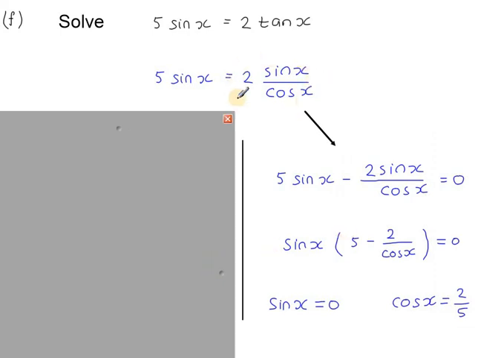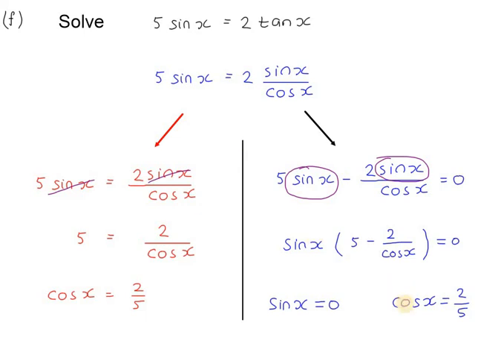We take this term to the left hand side. There's a sine term here, there's a sine term here. We factorize it out. The whole thing is equal to 0, so either sine x is equal to 0 or this factor here is equal to 0, which gives rise to cos x equals 2/5. And we can see that we have cos x equals 2/5 on both sides, but this is missing on this side, so you would miss solutions here.